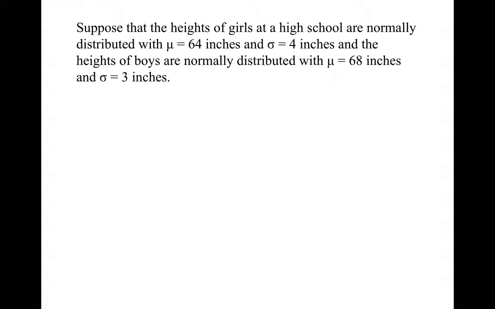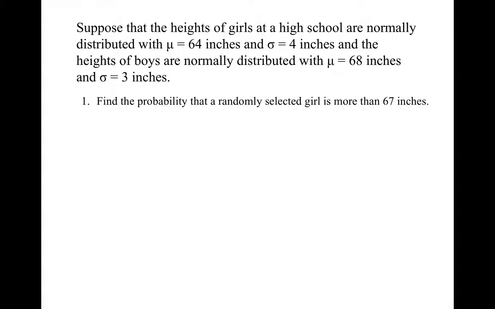Okay, last situation. Suppose we've got heights of girls and boys. The girls' heights are normally distributed with a mean of 64 and a standard deviation of 4, and the heights of boys are also normal with a mean of 68 and a standard deviation of 3. Okay, find the probability that a randomly selected girl is more than 67 inches tall. All right, so we're selecting only from the population of girls, so what's the probability of getting 67 or more when the mean is 64 and standard deviation is 4?